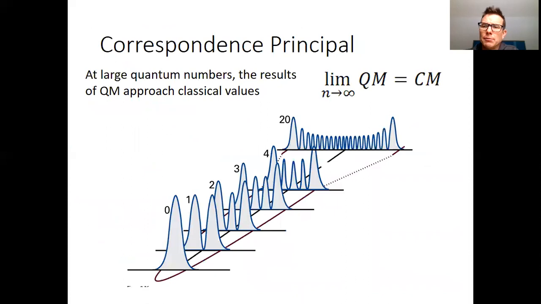And in fact, this has a specific name. This idea is called the correspondence principle. I wrote a mathematical version of it there: the limit as n approaches infinity of quantum mechanics is equal to classical mechanics. So as I increase the quantum number, I start to approach classical behavior. And this was a plot from Atkins, which I think nicely illustrated that idea.